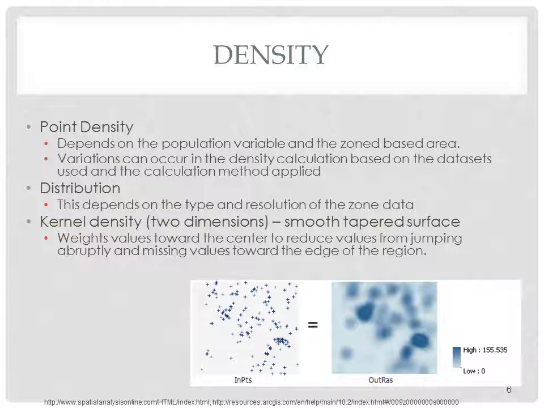Distribution depends on the type and resolution of the zone data. Kernel density, which is two-dimensional, produces a smooth tapered surface and weighs values towards the center to reduce values from jumping abruptly and missing values towards the edge of a region.